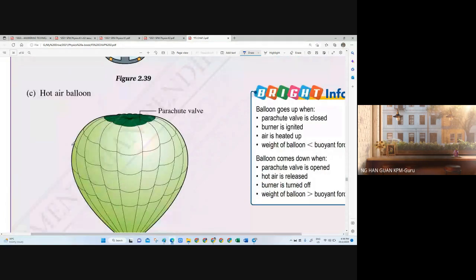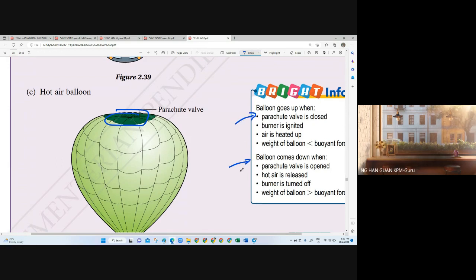Then the design of the hot air balloons. We have the valve at the center here. This can be opened so that you can release the air out, when you want to come down. So here's the explanation of how it goes up and how it goes down. Try to read here.